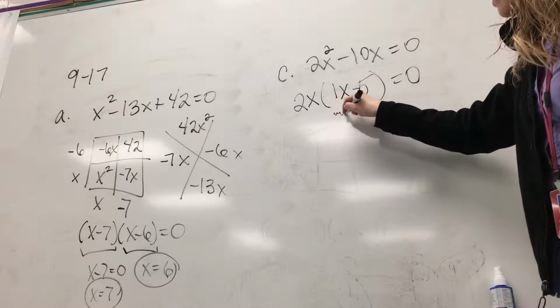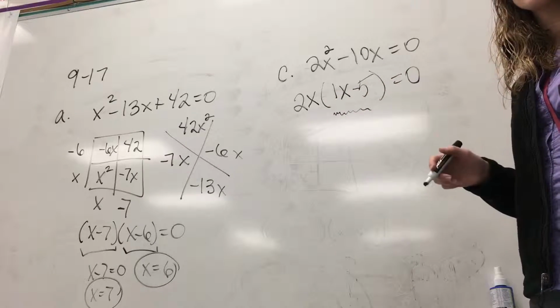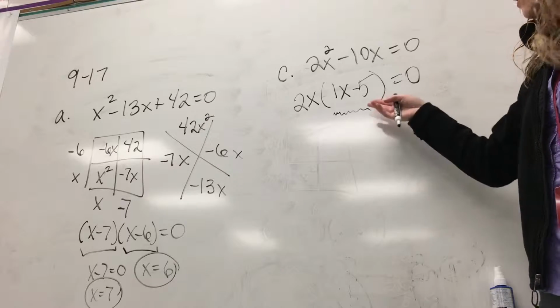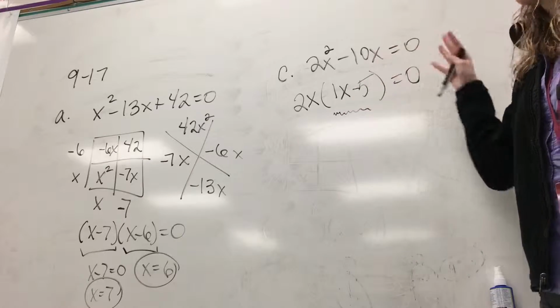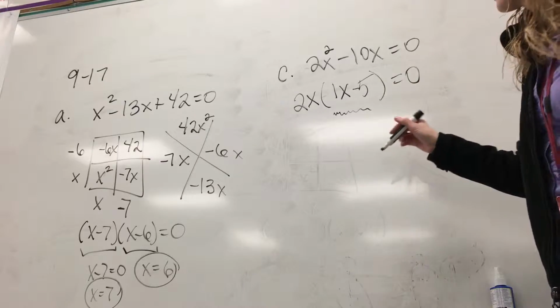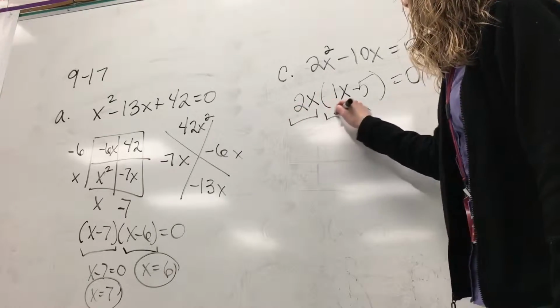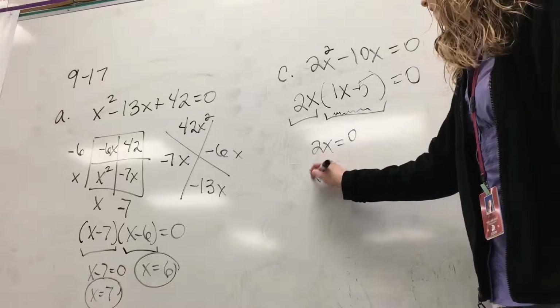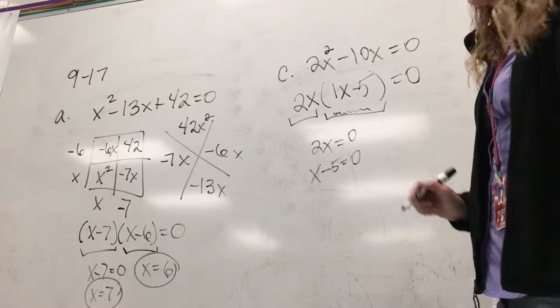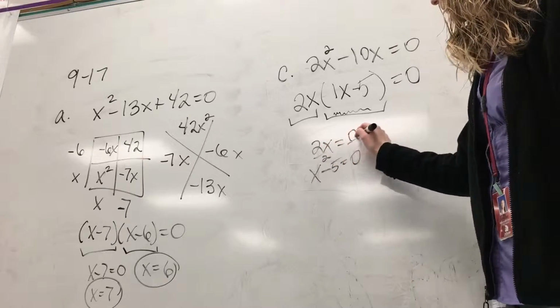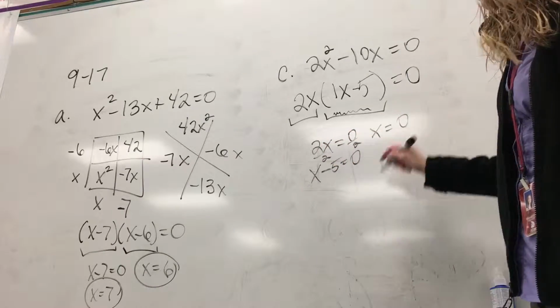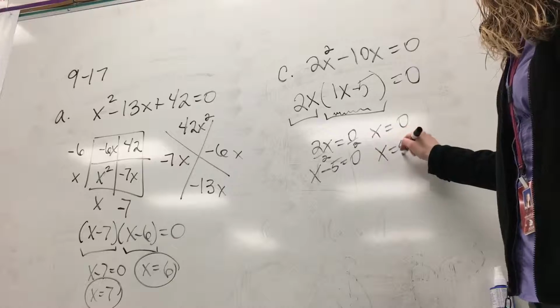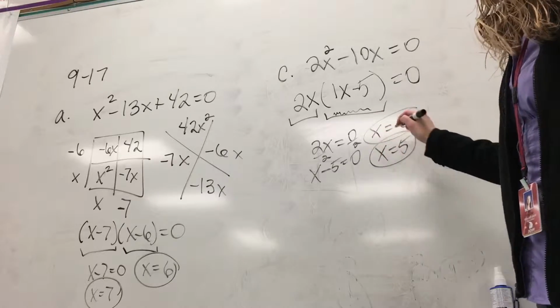I'm going to keep factoring inside the parentheses if there's an x squared in there. If there's not, like this one does not have one, I'm going to be done factoring. So now I'm going to set this part equal to 0 and this part equal to 0. So 2x equals 0, x minus 5 equals 0. I divide by 2, I'll get x equals 0. If I add 5, I'll get x equals 5. So those are my two answers there.